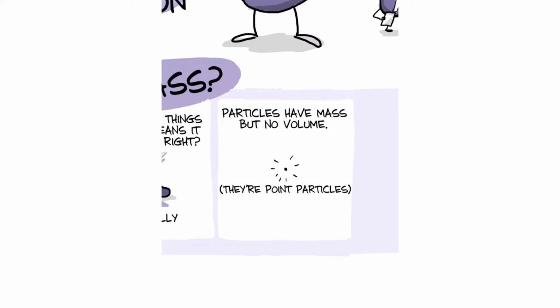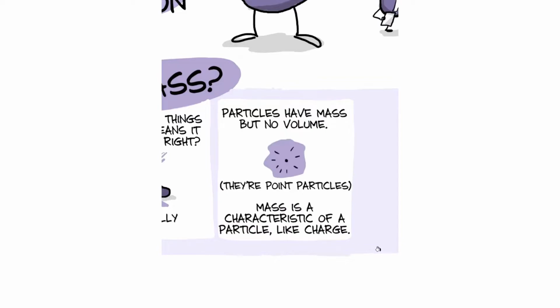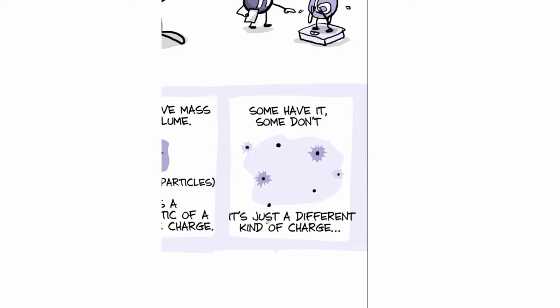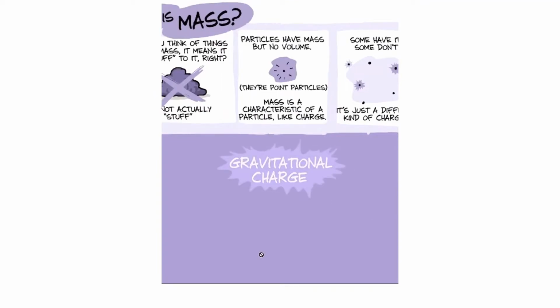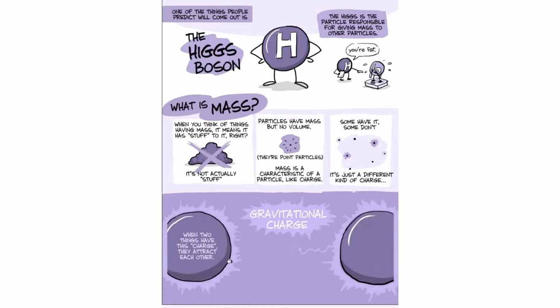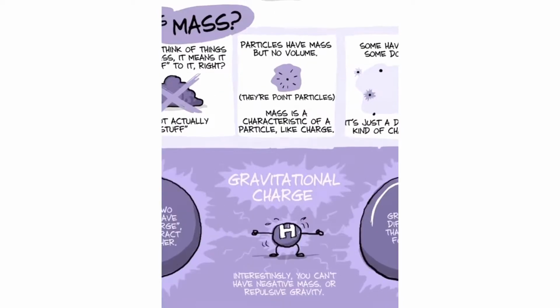How can that be? Turns out mass is probably just a characteristic of a particle the way charge is. Some particles have charge, like electrons, some particles don't. It's just a different kind of charge. So you can think of mass as sort of gravitational charge. And when two things both have mass, they attract each other. Interestingly, you can't have negative mass or repulsive gravity. So gravity is different from other forces that way.